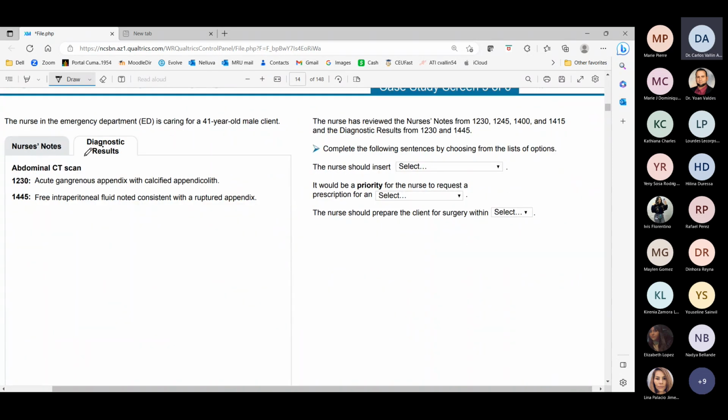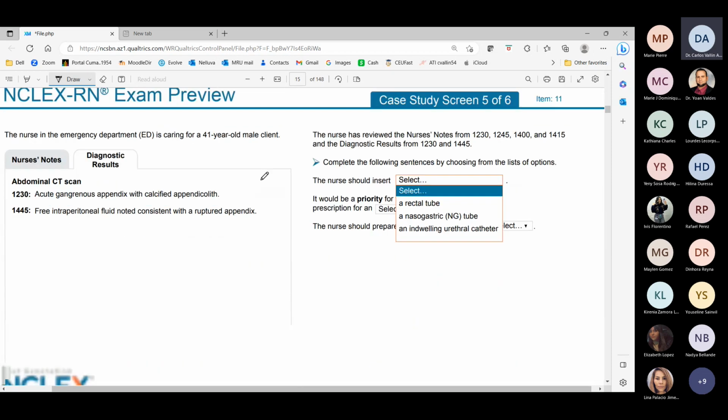By the way, the diagnostic results tell you the first CT scan shows appendicitis, acute gangrenous appendix with a calcified appendicolith. These are calcifications of feces, calcified feces that can be inside the appendix, that could be the cause of the appendicitis. And then the next CT scan reports the rupture of the appendix. Okay, so let's see the three options.